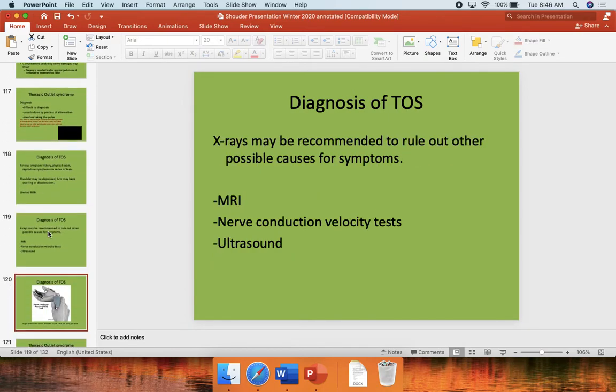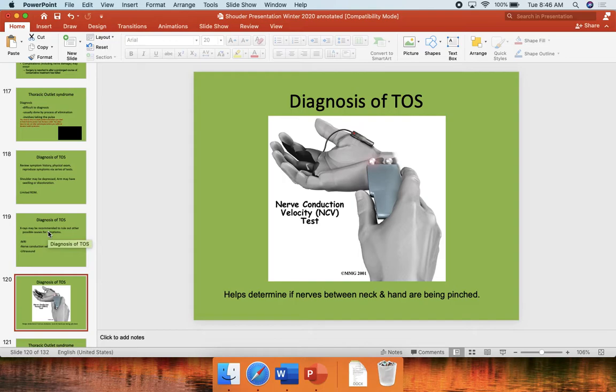So I wanted to come down here. So diagnosis of thoracic outlet syndrome. This is that nerve conduction velocity test. So I personally have never done this. Dr. Johnson said he's done it, and he said that Dr. Phelan has actually done this a fair amount.